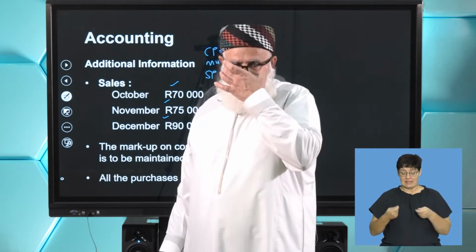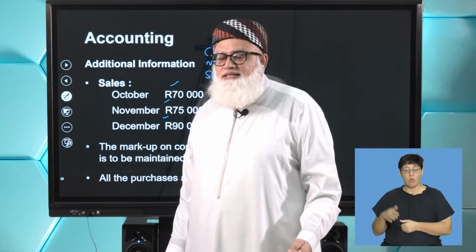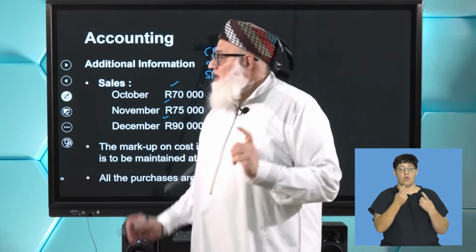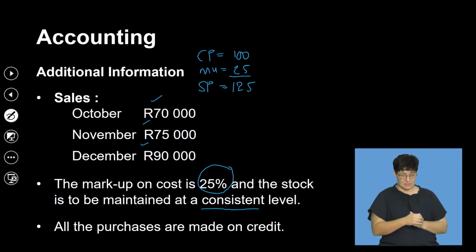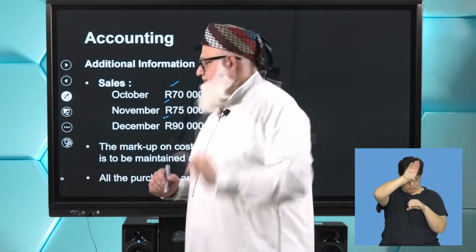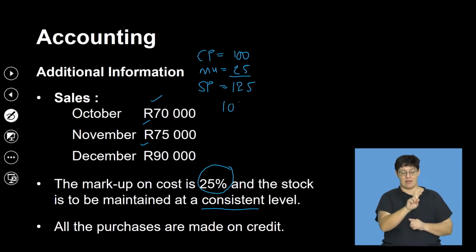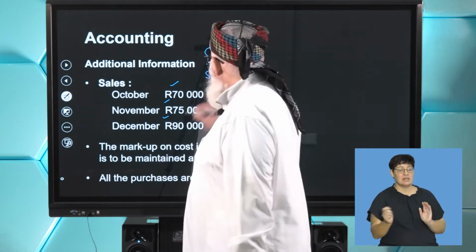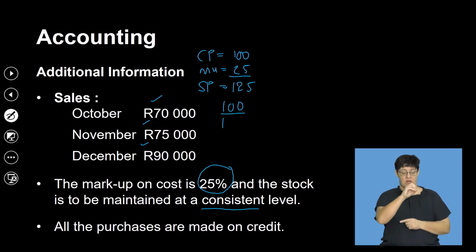Now, you are given the selling price. What do you want to calculate? The cost price. Look at your formula. The cost is 100. So whatever you want must always be on top. Not inside, on top. 100. Over what's given to you? The selling price. What's the ratio? What's the percentage? 125. Right?